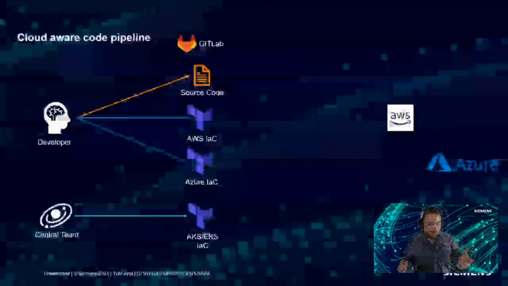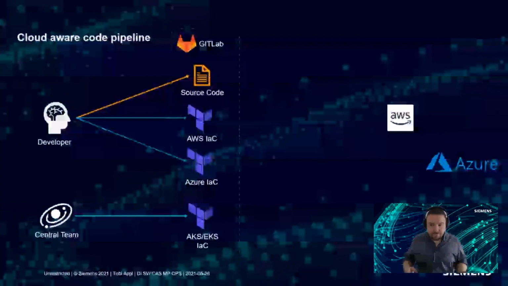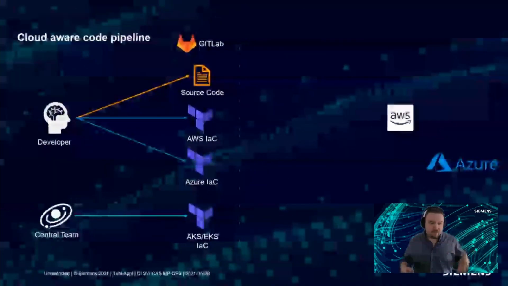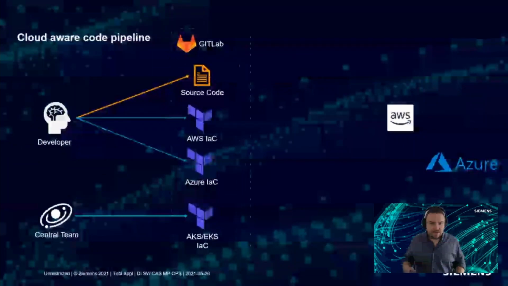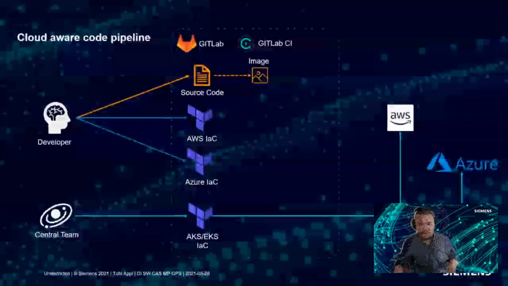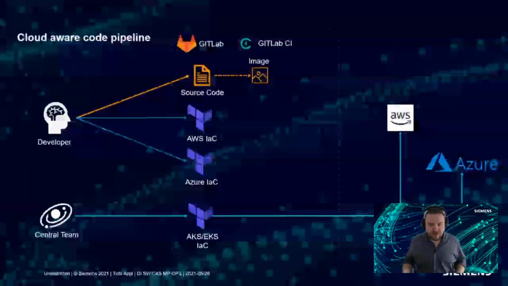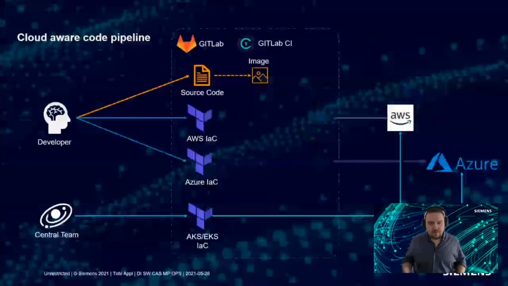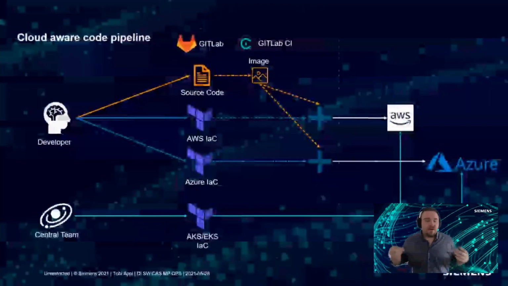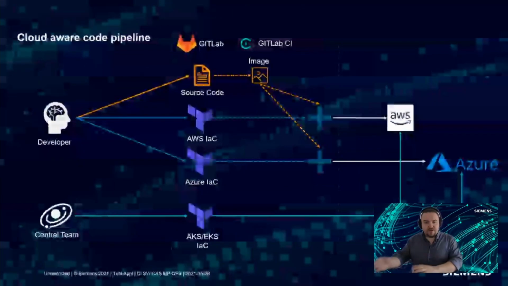In addition to the source code that we had before and the AWS ISE, we also have Azure ISE for data persistence and periphery on Azure and AWS. And that's what the developer is actually creating. We then, as I said, the central team sets up and maintains the clusters, the EKS and AKS clusters on Azure and AWS. And from the source code, we build an image. And then when we combine the image with the ISE, we can deploy the service as a whole stack to AWS and Azure.